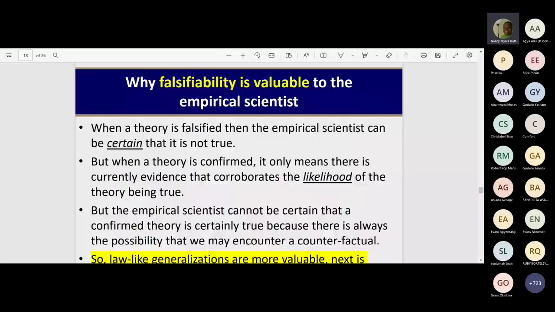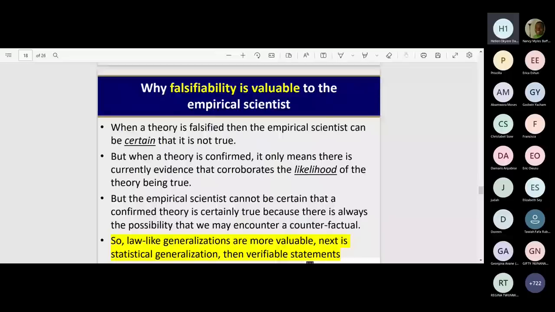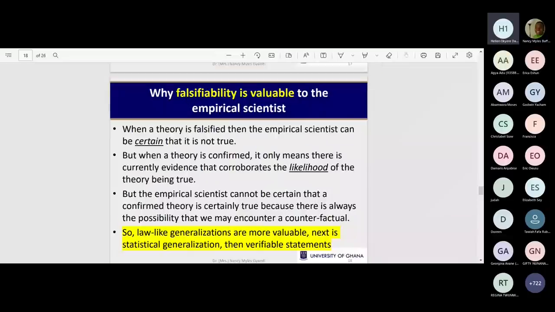Go ahead. Why is falsifiability valuable to the empirical scientists? When a theory is falsified, then the empirical scientists can be certain that it is not true. But when a theory is confirmed, it only means there is currently evidence that corroborates the likelihood of the theory being true. But the empirical scientists cannot be certain that a confirmed theory is certainly true because there is always the possibility that we may encounter a counterfactual. So, law-like generalizations are more valuable, next is statistical generalization, than verifiable statements. Thank you. Well done.